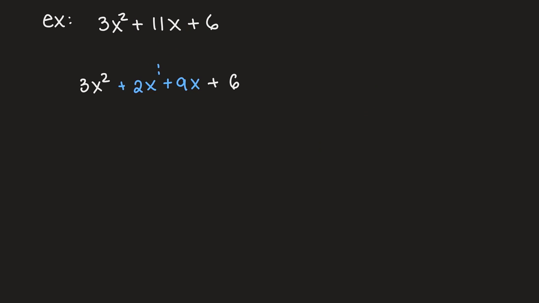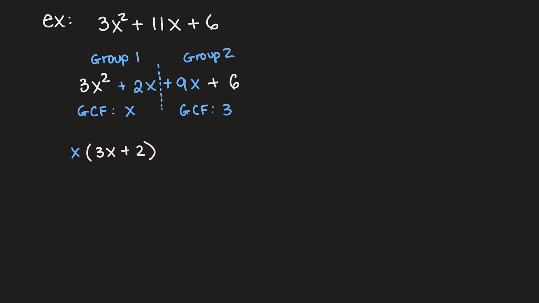So we split the expression into 2 groups, and the greatest common factor for the first group is x, and the greatest common factor for the second group is 3. So pull out the GCF from the first group, and we write what remains in parentheses, so 3x plus 2. Bring down the addition sign, and then factor out the GCF from the second group. We write down what remains in parentheses, which is also 3x plus 2.